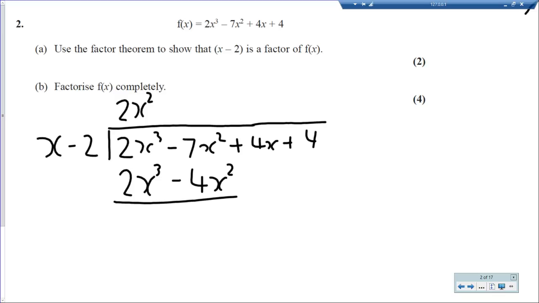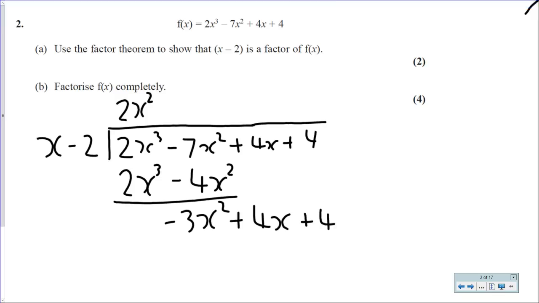So when I do 2x cubed take away 2x cubed, they just go. Minus 7x squared take away the minus 4x squared, well that's minus minus, so we've just got minus 3x squared there, and then 4x plus 4 minus nothing will just bring that down. So now we repeat the process again, but this time we're going to see how many x's go into minus 3x squared. So minus 3x squared divided by x is just going to be minus 3x.